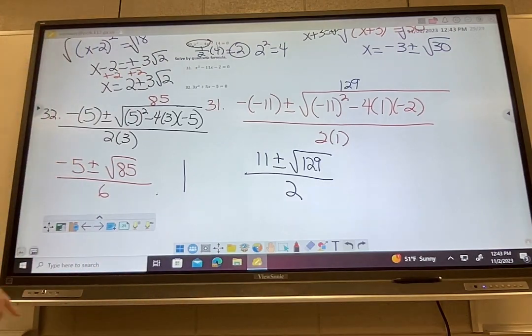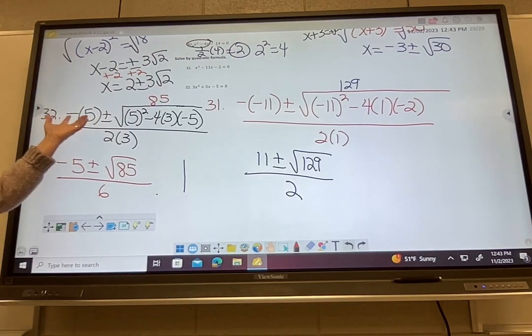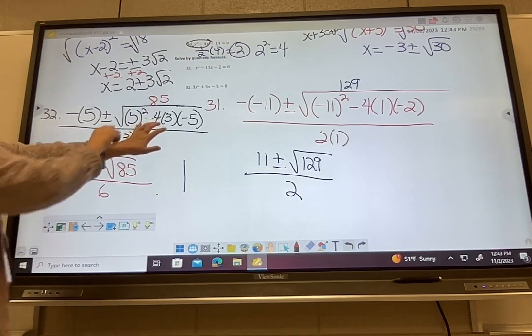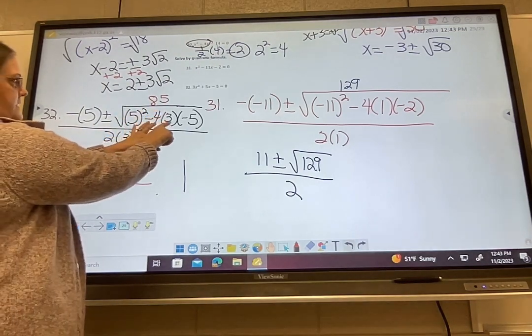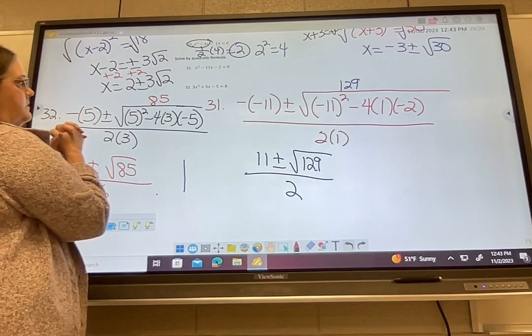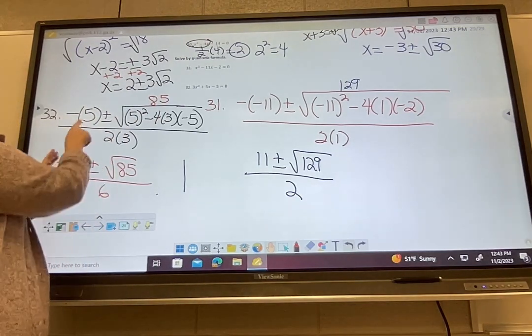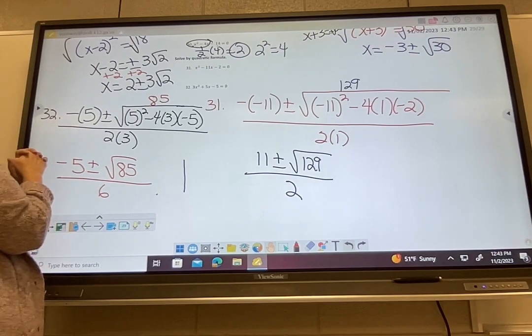To do number 32, same thing. I put everything in. I put my A, my B, my C in. I calculated this. This is 25 plus 60, which is 85. The square root of 85 does not simplify. It is right here. So negative 5 plus or minus the square root of 85 over 6.